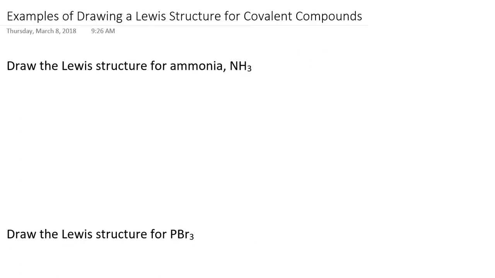So, suppose I wanted to draw the Lewis structure for ammonia. I'm going to look at the formula. Now notice that there is 1 nitrogen in ammonia and 3 hydrogens. Since nitrogen is present in the least amount, there are fewer nitrogen atoms than there are hydrogen atoms, that's going to be my central atom. Now I'm going to count my valence electrons.